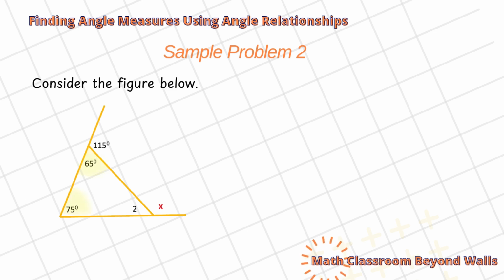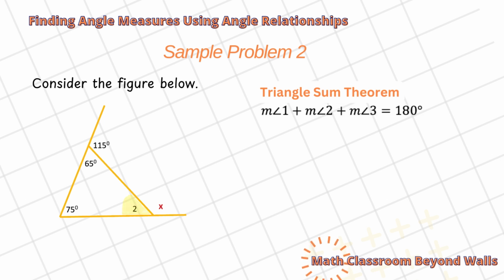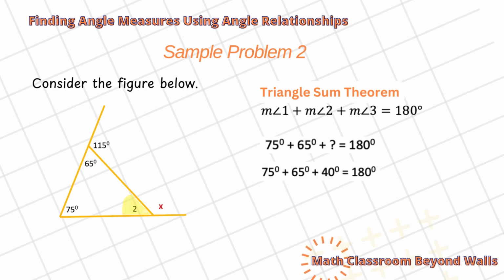Can we now solve for the measure of angle 2? And how? Yes, we can now get the measure of angle 2 by using the Triangle Sum Theorem. So, what number, when added to 75 and 65, gives 180? There you are, it is 40. So the measure of angle 2 is 40 degrees.